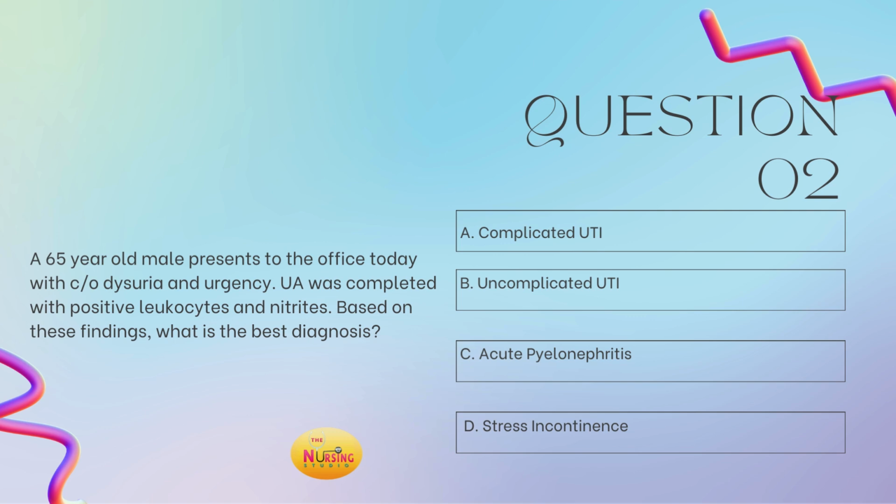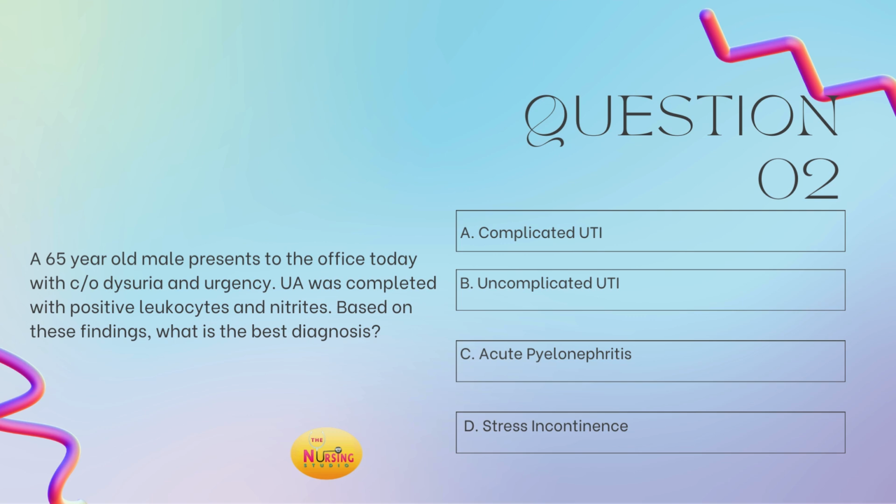All right, so stem of the question here states, based on these findings, what is the best diagnosis? So again, when asking about a diagnosis, run it back and look at the assessment findings. So this is a 65-year-old male, come in, he's complaining of dysuria and urgency, right? Positive leukocytes and nitrites, so we know UTI. So is it a complicated UTI or uncomplicated UTI? Two things should trigger you to know that this is considered a complicated UTI, right? Males.